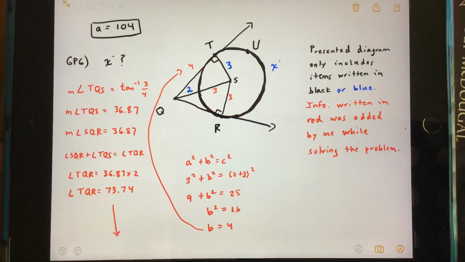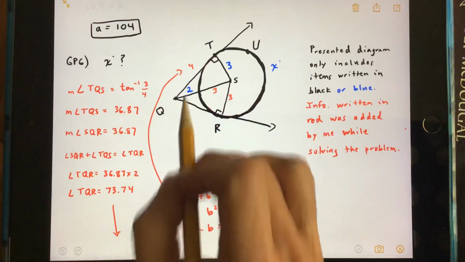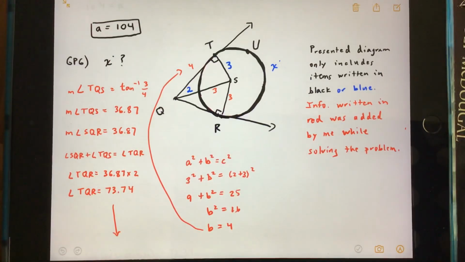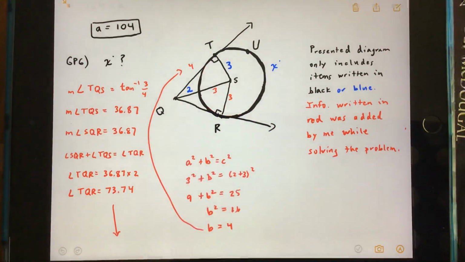The next thing that I'm going to need to do is figure out what this angle measurement is here. And again, that 2 doesn't designate an angle. It is giving us the length from Q to the side of the circle. So to figure out this angle, I'm going to be using the Pythagorean theorem and then some trigonometry.